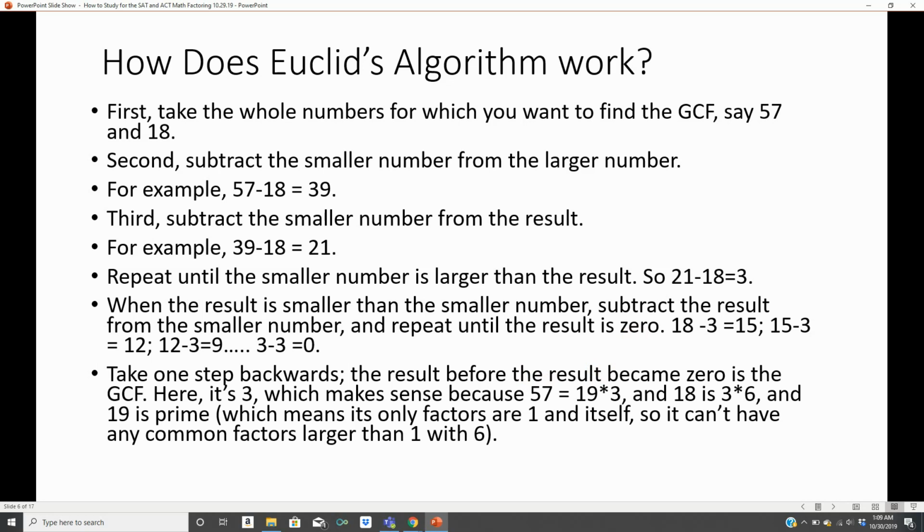So you want to take one step backwards. The result before the result became 0, which would be 3, is going to be the greatest common factor. Here it's 3, which makes sense because 57 is 19 times 3, and 18 is 3 times 6. And 19, of course, is prime, which means its only factors are 1 and itself, so it can't have any common factors larger than 1 with 6 or with any other integer. So, all right, we know that's got to be the right answer, that the greatest common factor is just 3.